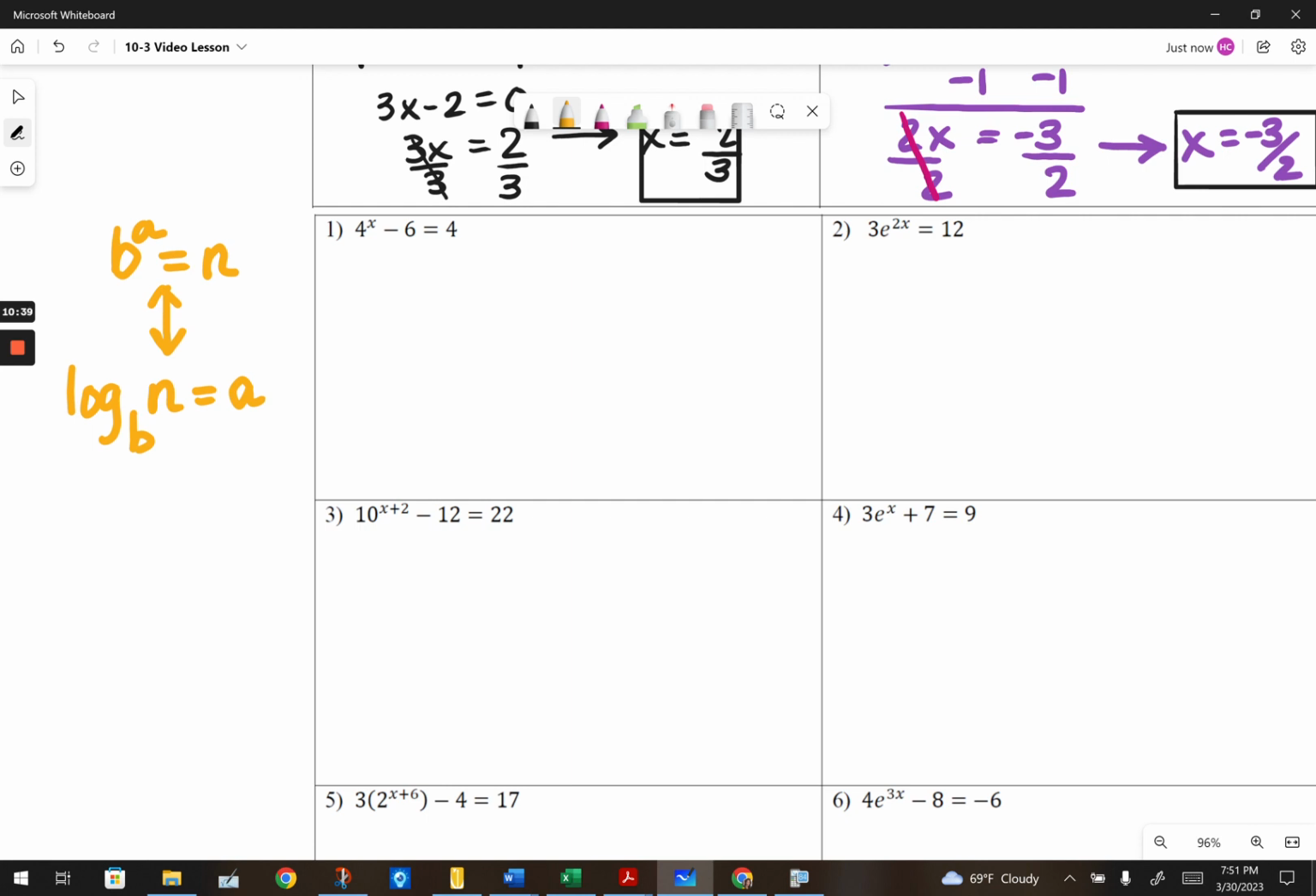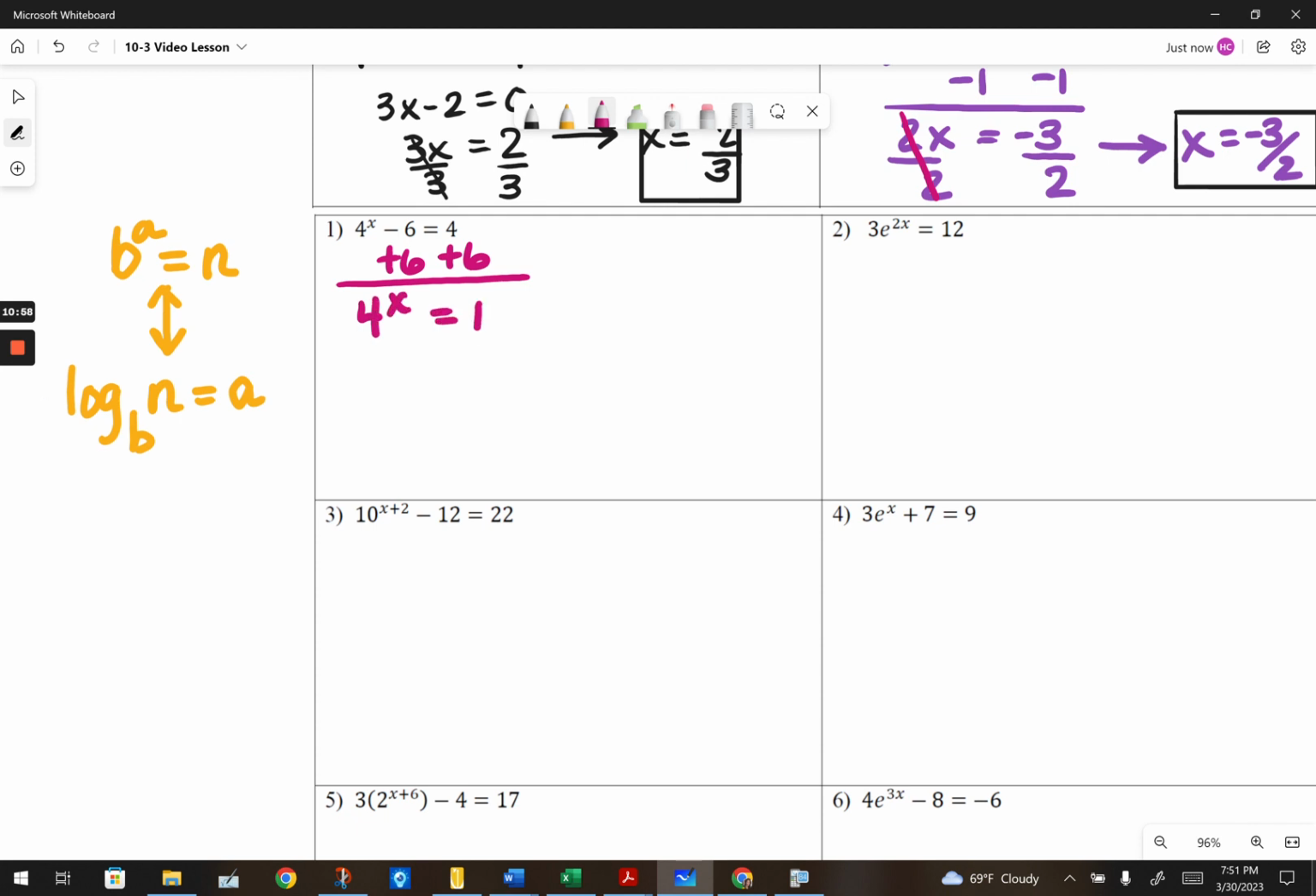So 4 to the x minus 6 equals 4. I'm going to solve for 4 to the x. So I need to add 6 on both sides. So I'm going to add 6 and add 6. And I'm going to end up with 4 to the x power equals 10.